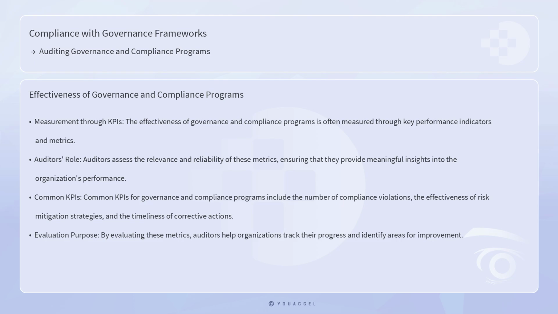The effectiveness of governance and compliance programs is often measured through key performance indicators and metrics. Auditors assess the relevance and reliability of these metrics, ensuring that they provide meaningful insights into the organization's performance. Common KPIs for governance and compliance programs include the number of compliance violations, the effectiveness of risk mitigation strategies, and the timeliness of corrective actions. By evaluating these metrics, auditors help organizations track their progress and identify areas for improvement.